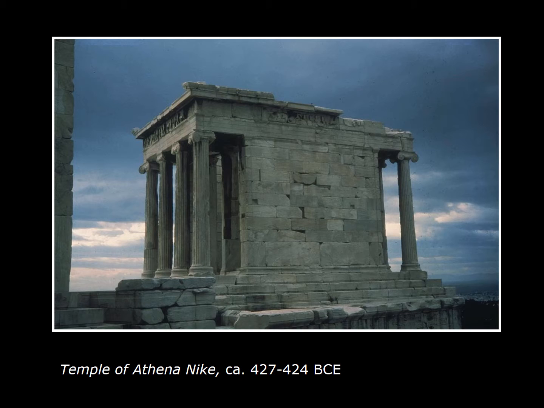It faces east. Its entrance is lined with 4 monolithic Ionic columns that support a shallow porch. The temple was designed by Callicrates, and it's 11 feet tall from the apex of its pediment to the base of its pillars. It was also decorated with a continual frieze.